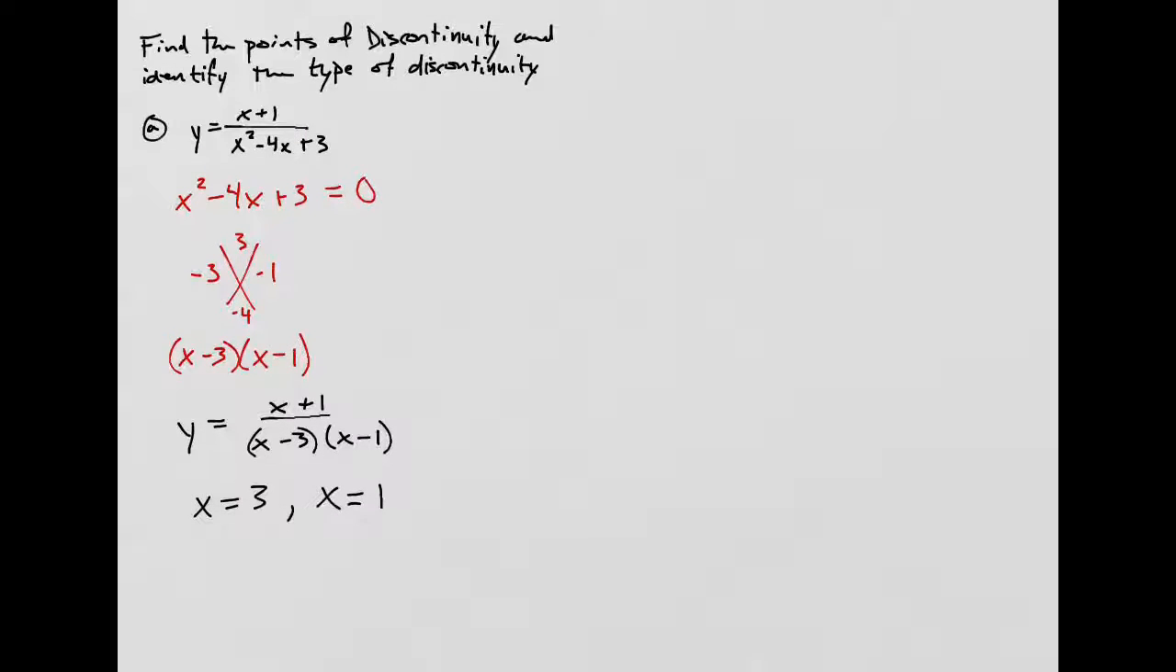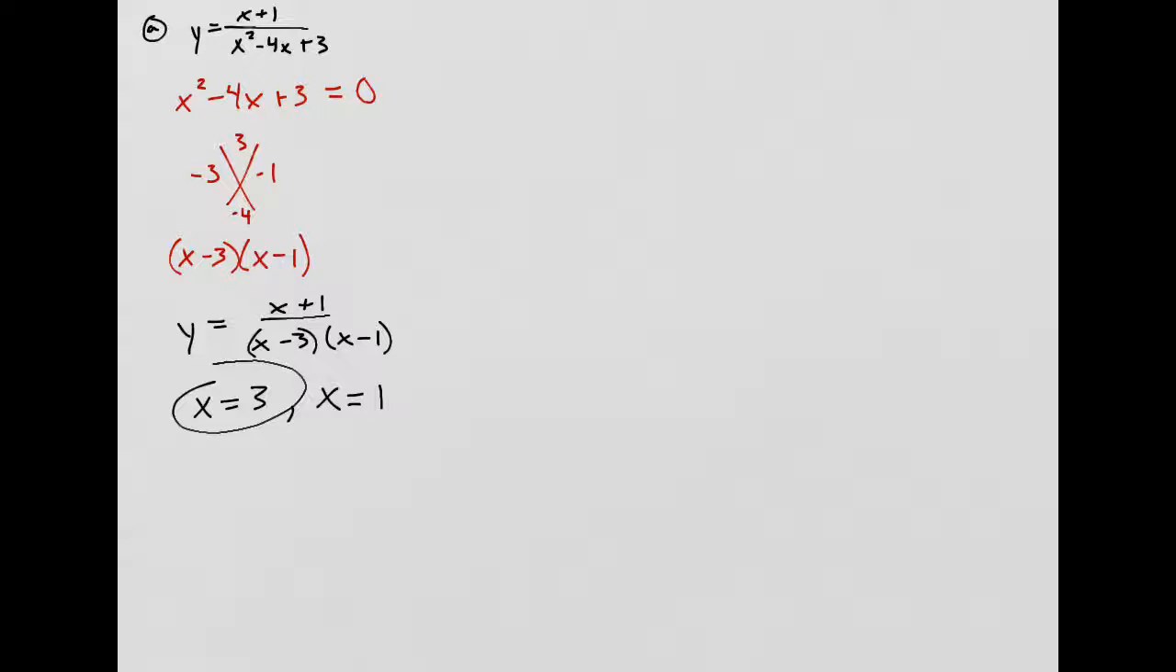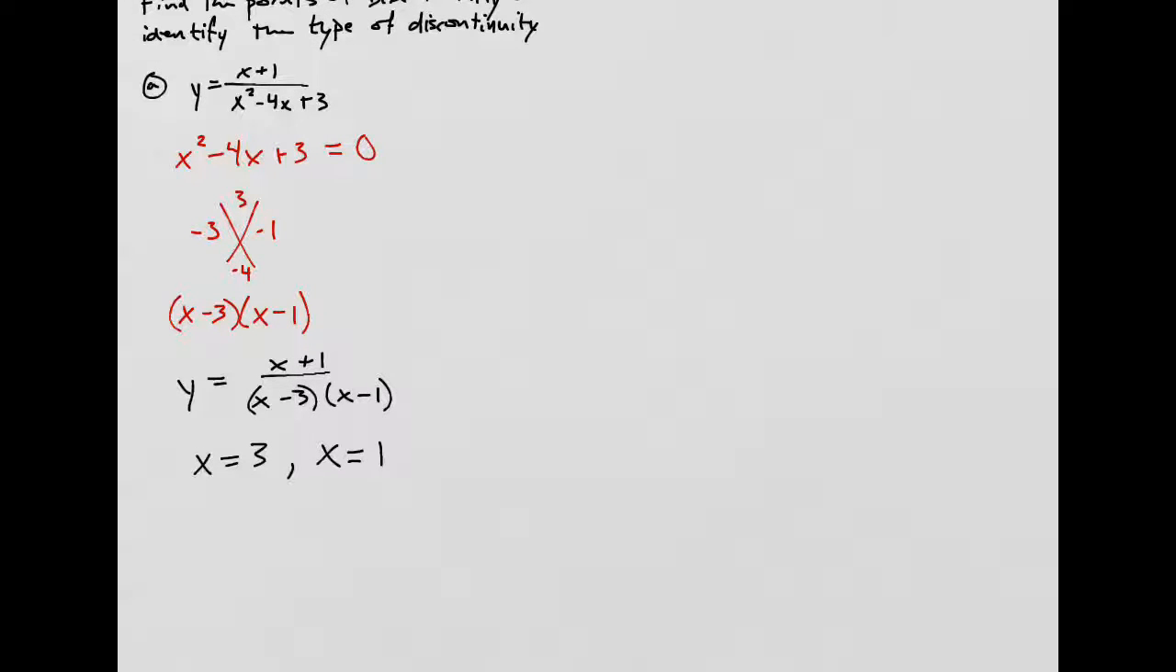So I'm going to take the limit of this function as x approaches 3, and same thing as x approaches 1 from either side, and see whether it's an infinite discontinuity or a removable discontinuity. I don't think it'll be a jump discontinuity because it's not a piecewise function, but yeah, let's take a look.